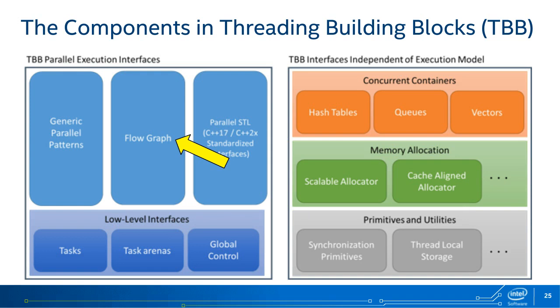But it's important to keep in mind that all of the parallelism that we express using a flow graph also executes as TBB tasks. So if you're using a flow graph and you're also using parallel loops from the generic parallel patterns, they're all going to execute within the same thread pool. They're all going to compose if they're nested within each other, and you're going to get good, efficient performance that takes advantage of the available resources in your platform.